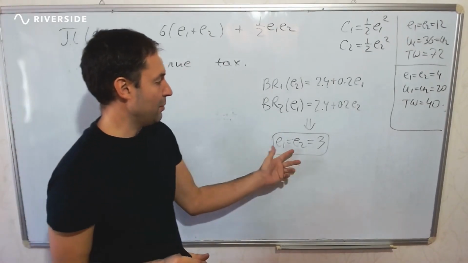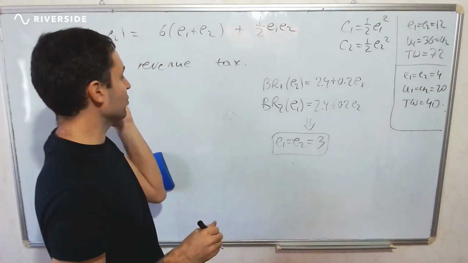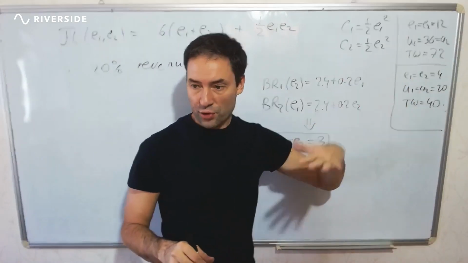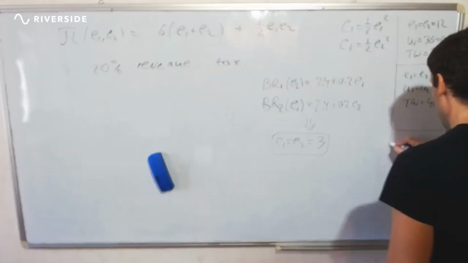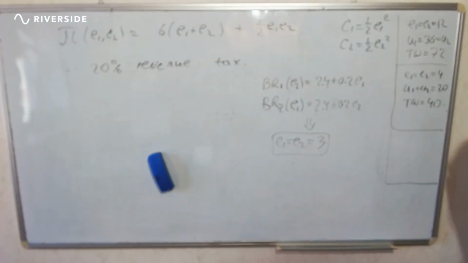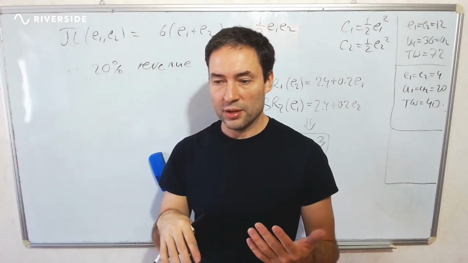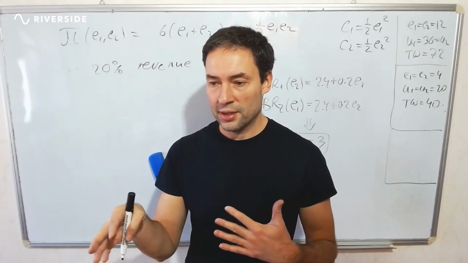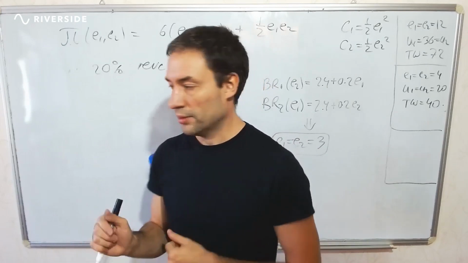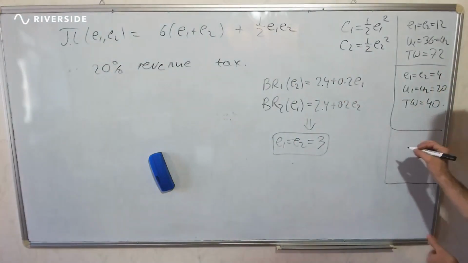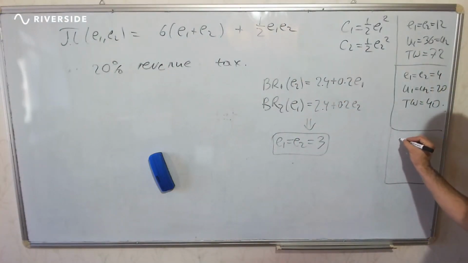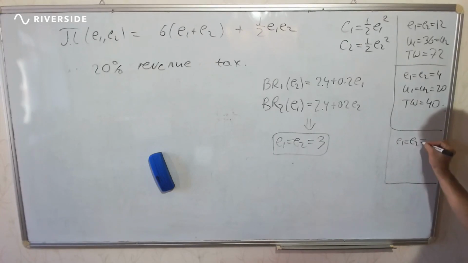So intuitively, what happened? Well, once government introduced the 20% tax, agents further reduce their effort because they are not getting as much profit anymore. Obviously, if government, let's say, decided to take 100%, then effort levels would drop to 0, because there's no point in working then. So E1 equals E2 equals 3.